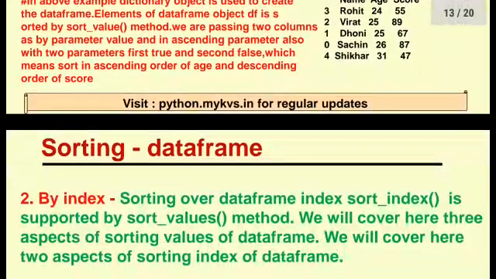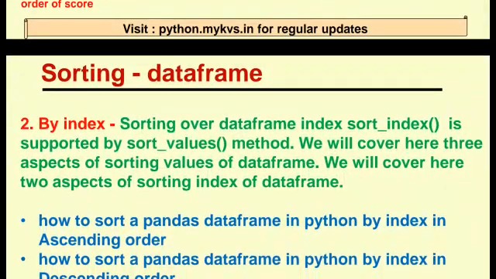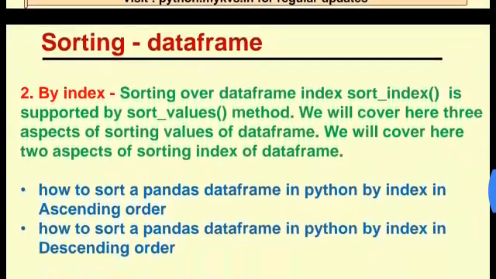Now sort data frame, the second one is by index. Sorting over data frame index, sort_index. This is the method name, that's why small bracket is there, and it is supported like the sort_values method. We will cover here three aspects of sorting values of data frame. We will cover here two aspects of sorting index of data frame.